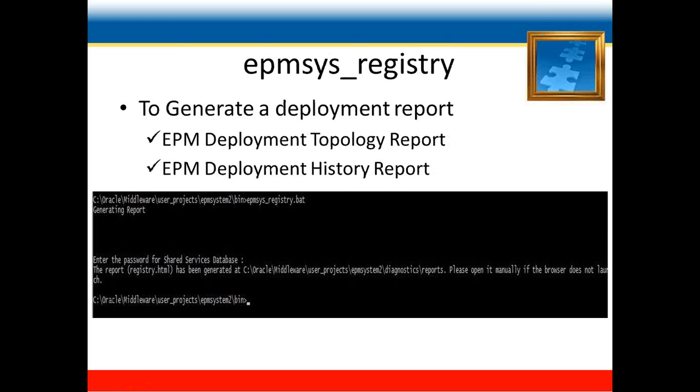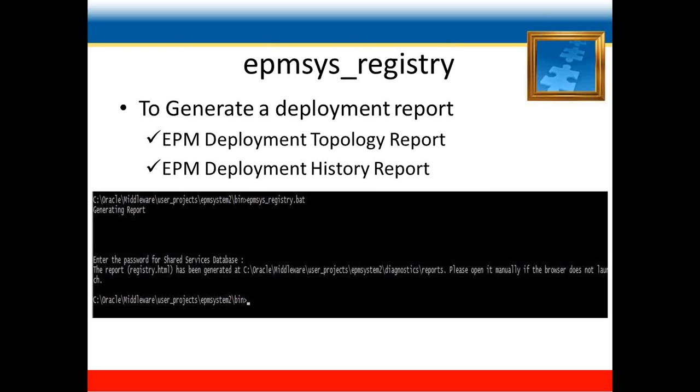Then there is another important diagnostic utility which has been provided, which is EPM_registry. This utility is basically to generate a deployment report. The one that we saw earlier was to generate a validation report, which provides us with some colors like green, yellow, and red. A red color will show that such deployment has gone wrong.